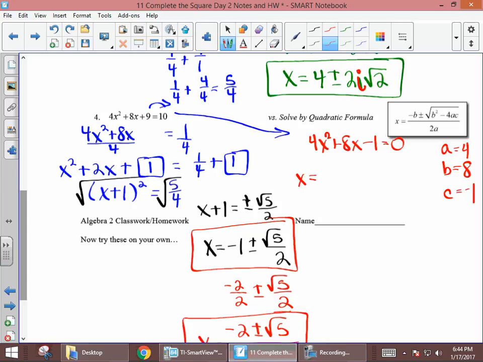So x equals the opposite of b, plus or minus the square root of b squared. That's 8 squared minus 4 times 4 times -1, all over 2a, which is 2 times 4.